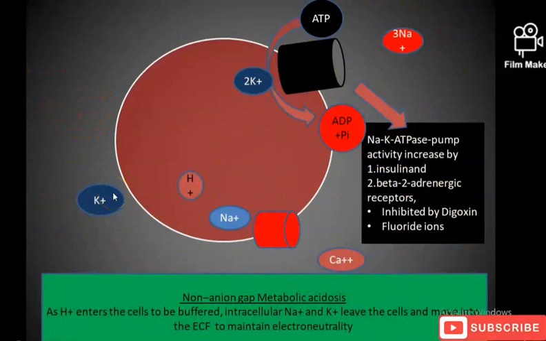But in the case of diabetic ketoacidosis, we can get hyperkalemia, but the hyperkalemia is not due to the exchange between hydrogen and potassium. The cause of hyperkalemia in case of diabetic ketoacidosis is due to two factors. One is that in diabetic ketoacidosis, there is a deficiency of insulin. If there is a deficiency of insulin, the sodium potassium ATPase activity will decrease, and if the sodium potassium ATPase activity decreases, there is no movement of potassium from the outside to the inside, and that can lead to hyperkalemia.